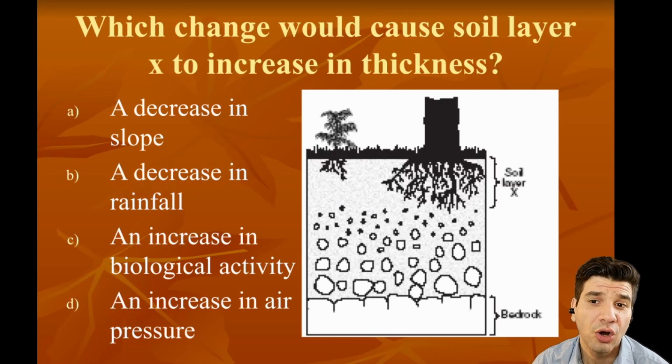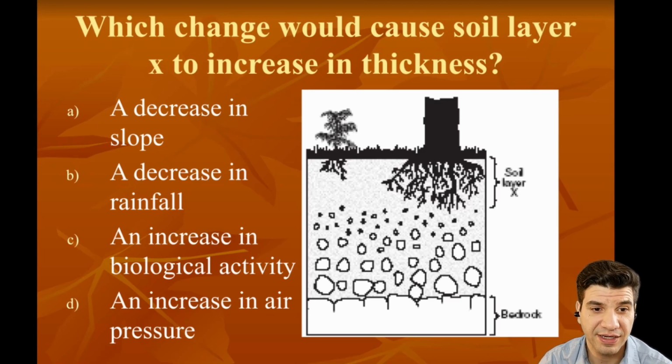Next question. Which change would cause soil layer X to increase in thickness? A, a decrease in slope. B, a decrease in rainfall. C, an increase in biological activity. Or D, an increase in air pressure. Take a couple minutes.